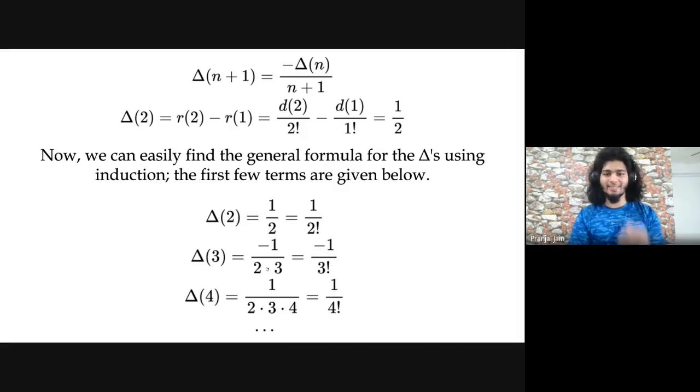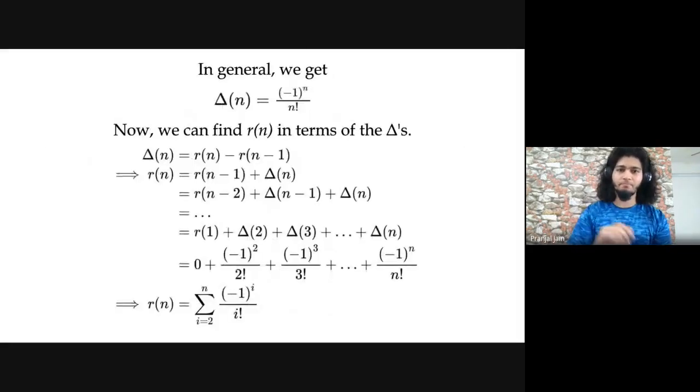And you can easily see that this pattern is going to continue. It's basically the same pattern as factorials, except it's inverted. So in general, as I said, we get this simple expression. Delta of n is minus 1 to the n over n factorial.